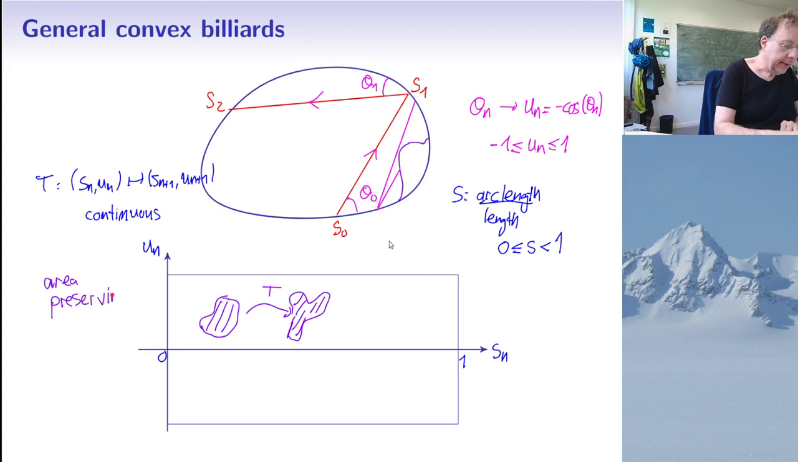So this means that the area of the first set here and of its image here are the same. And that's the reason why I introduced this variable u here. So for now I'm going to ask you to trust me on this, but at the very end I'm going to give a quick outline on how you show that this map is area preserving.